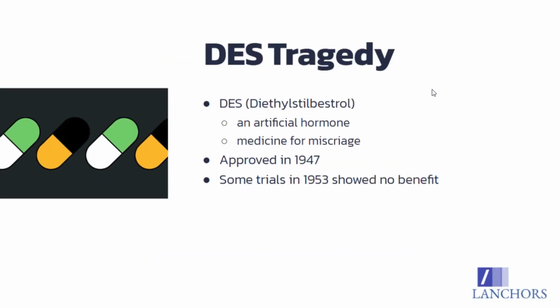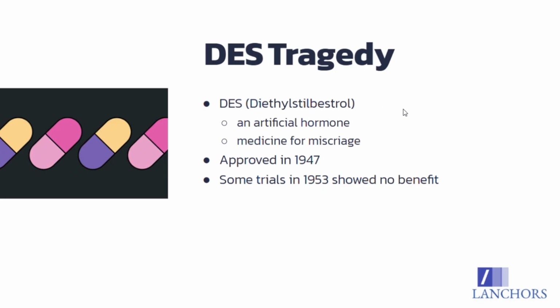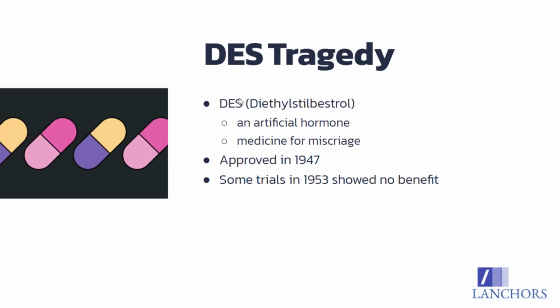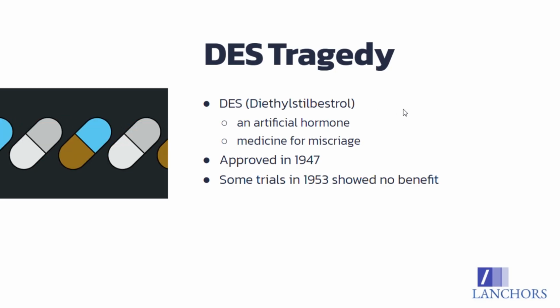In the mid-20th century, millions of pregnant women were prescribed a drug that was believed to be safe, effective, and evidence-based, but it was none of those. Diethylstilbestrol, or DES, was approved in 1947 and promoted for decades to prevent miscarriage, despite some trials in 1953 showing that there was no benefit at all.